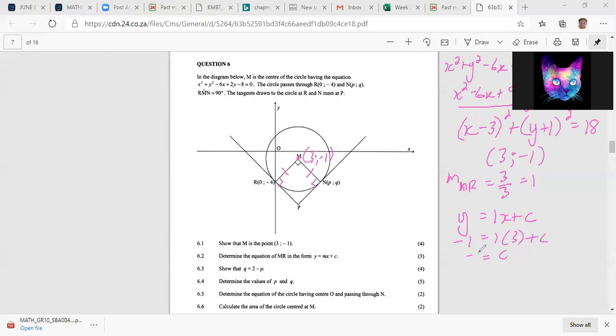So c is equal to -4, 1 minus 3, so y is equal to x minus 4. Right. And that's the equation of MR. And then they say, show that Q is equal to 2 minus P. So somehow you need to find some kind of an expression for your X and your Y.